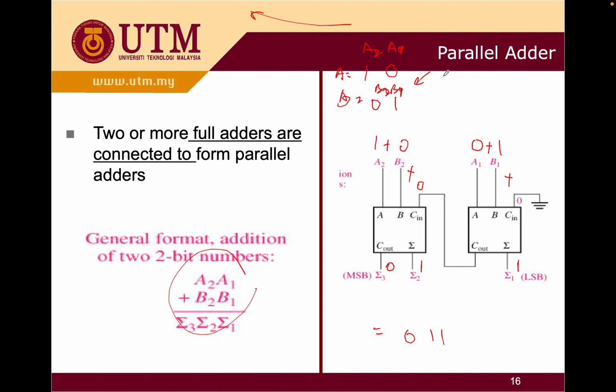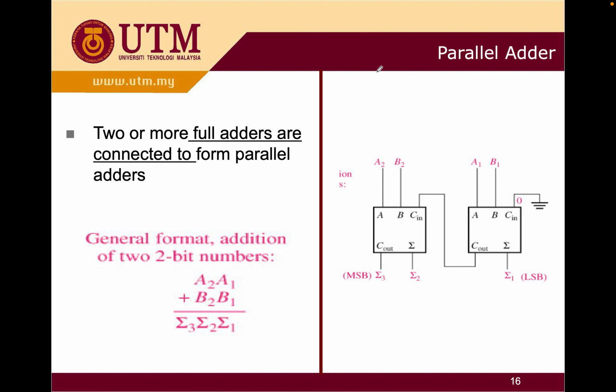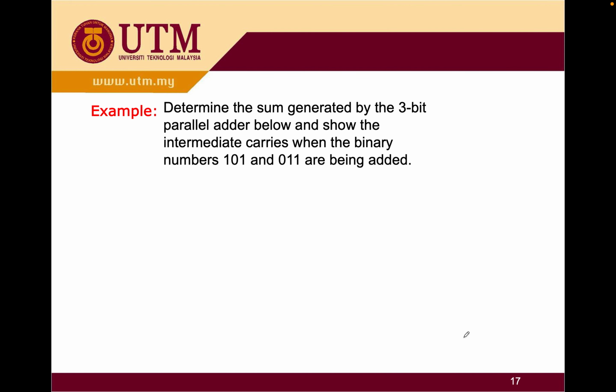Okay, you can also try several other values. Let's say 1, 1, 1, 1 for A and B. Let's take a look at what will happen. 1 plus 1 plus 0 will be 0 for the sum, 1 for the carry. The carry will be your carry in here. 1 plus 1 plus 1 will give your sum as 1, and your carry out will be 0. Your total output will be 1, 1, 1. Okay, it's very easy. Then here, okay, there is an example.